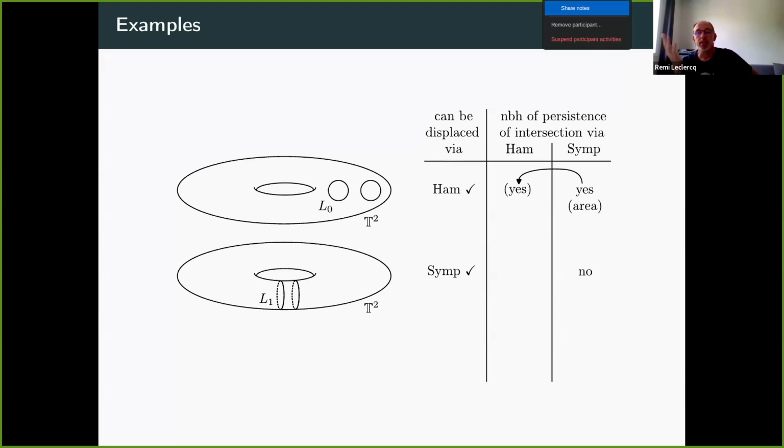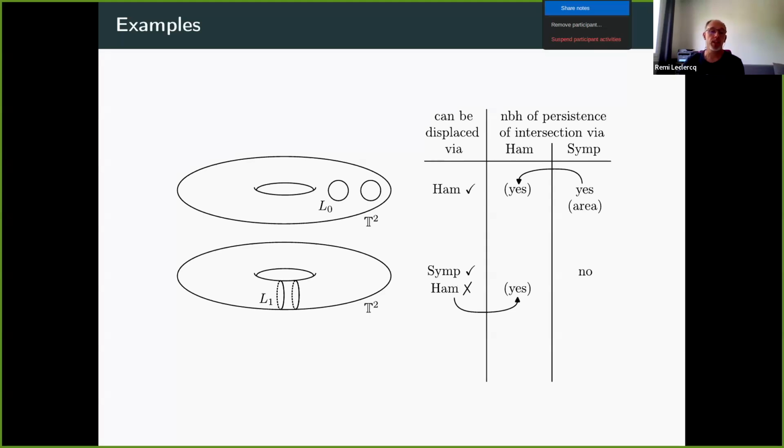On the other side, Floer tells you that since it's weakly exact, its Floer homology is always non-zero. Actually, it's always that of S1, right? So you will always have at least 2 points of intersection. So it's never displaceable by Hamiltonian diffeomorphism, right? So you do have a neighborhood of persistence of intersection via Hamiltonian diffeomorphism, which is the whole manifold.